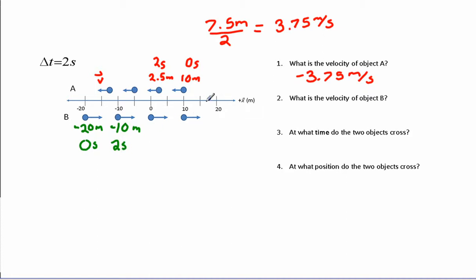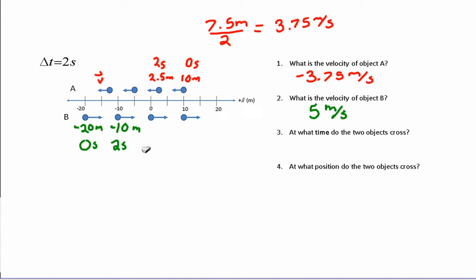So what does that mean? It means that B traveled 10 meters in the positive direction, and it did so in 2 seconds. So a quick calculation, 10 meters, 2 seconds. We can find that the velocity of B is positive 5 meters per second, because velocity is a vector. Okay, so with a little bit of practice, that's not too difficult.